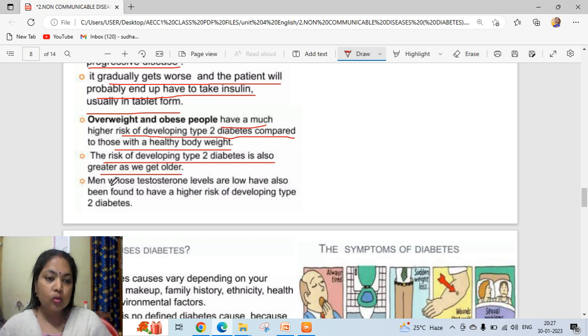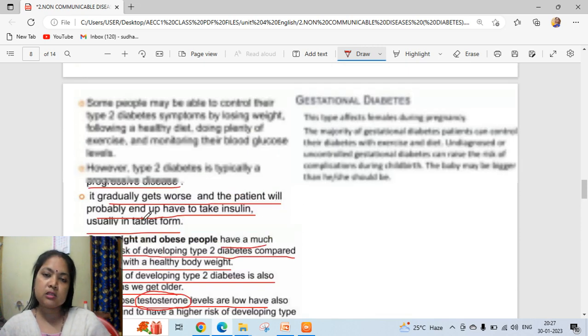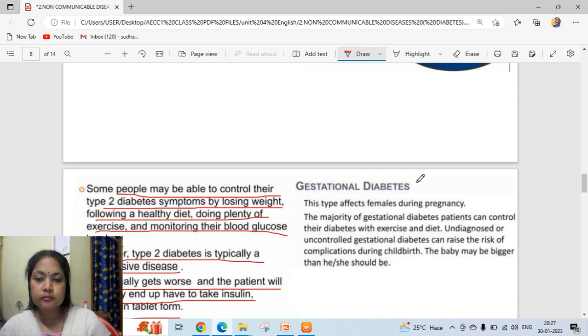And men whose testosterone levels are low. Testosterone, what is that? It is one type of hormone, testosterone. Okay. So the person whose testosterone levels are low has also been found to have a high risk of developing type 2 diabetes. Okay. And another type of diabetes is there, that is known as gestational diabetes.